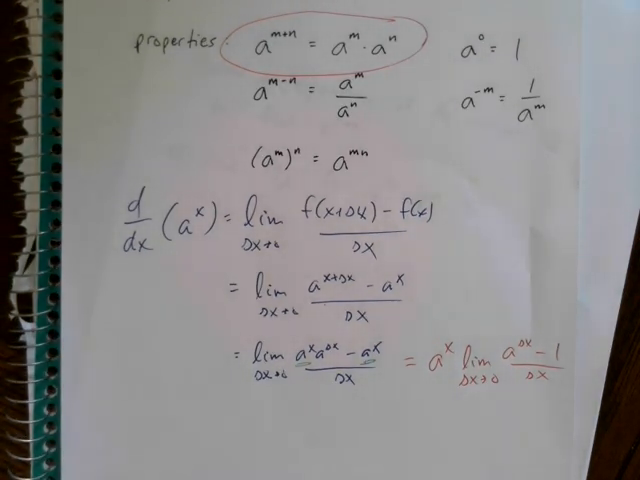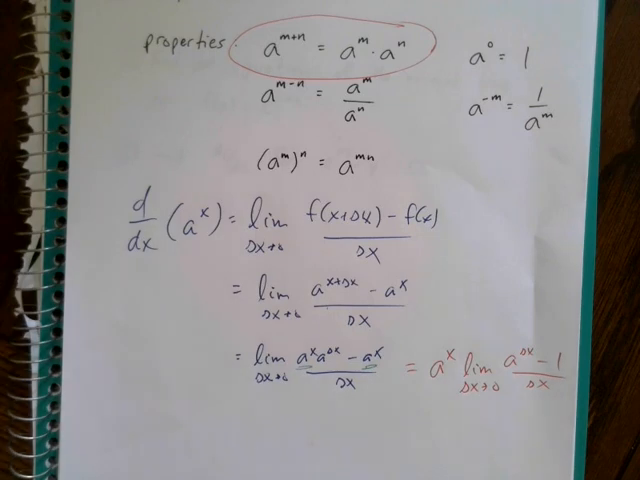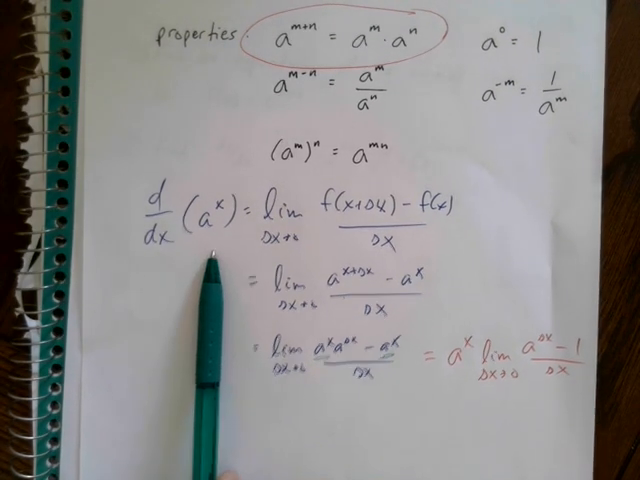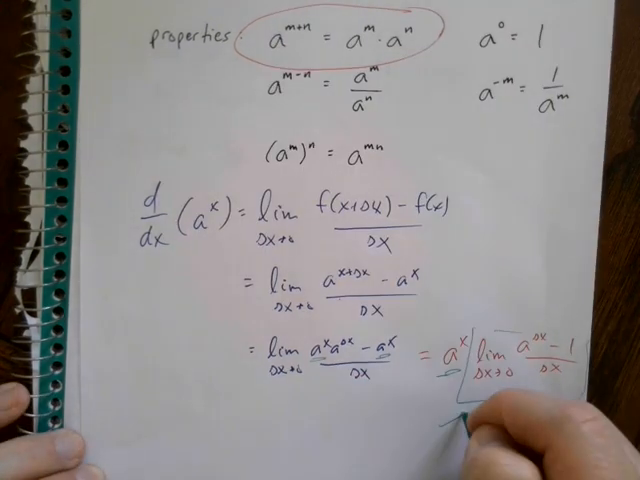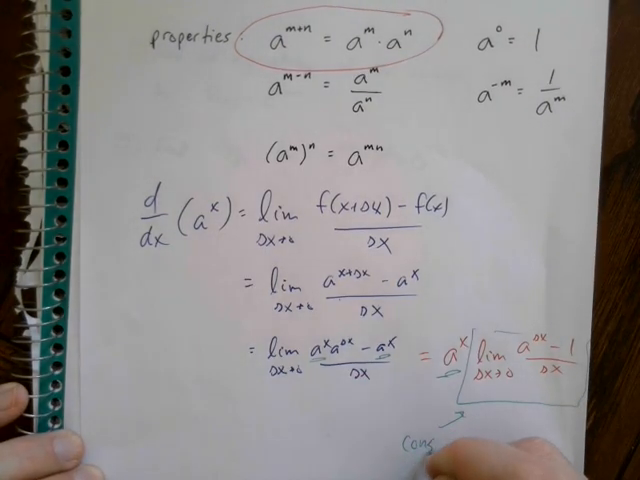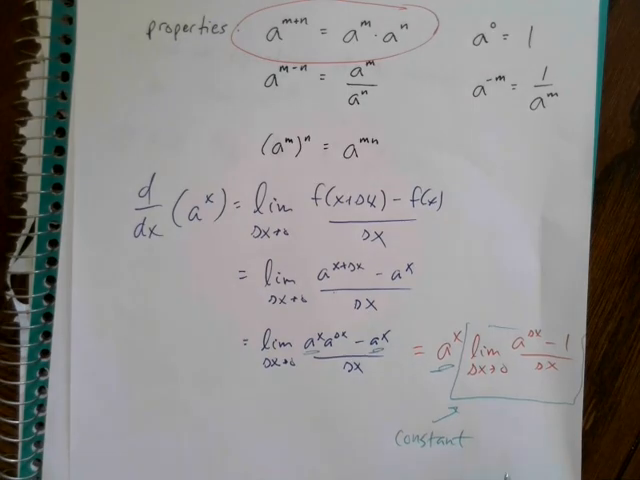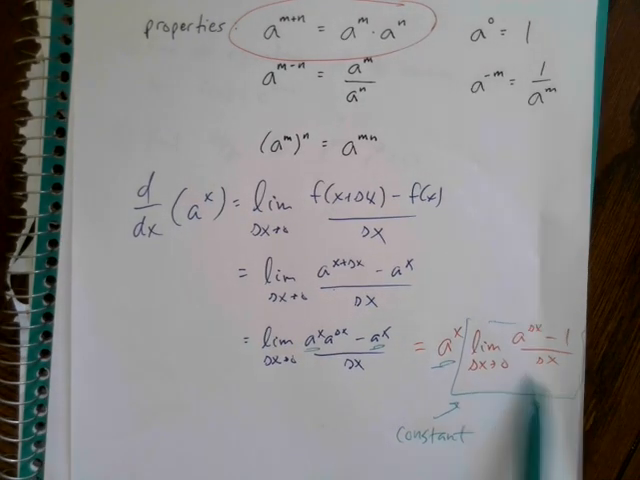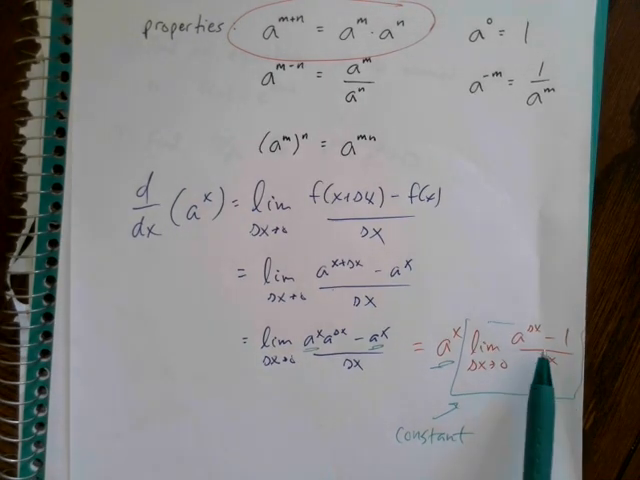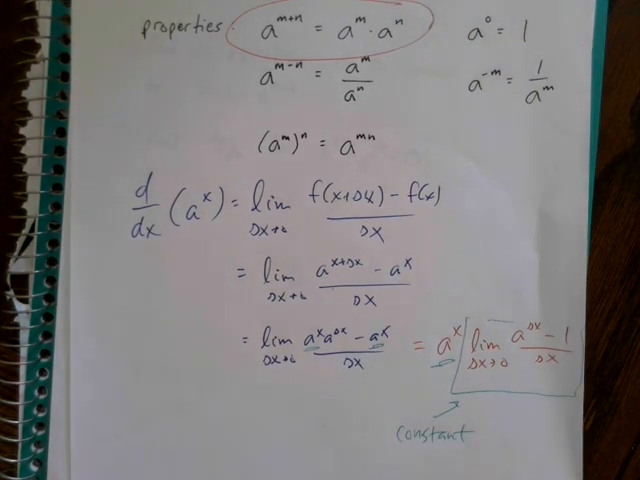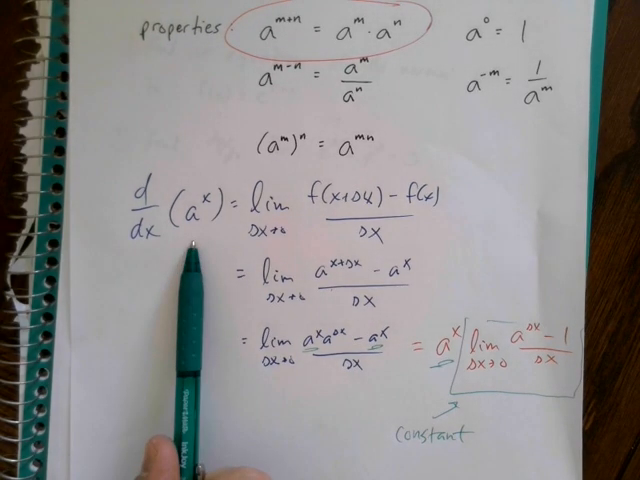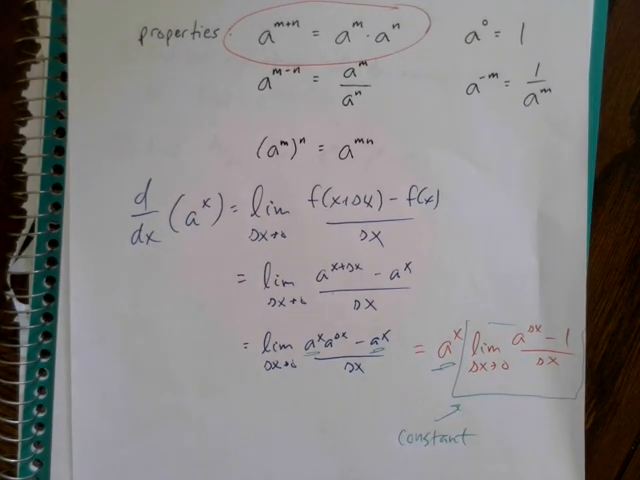This is interesting. Why is it interesting? Because this means that a to the x differentiates to itself times some constant. And why is this constant? It's constant because there's no more x's in there, right? All of the x's were factored out, which means that this limit is going to equal some number since there's no more x's in there. And so a to the x differentiates to itself times a constant.